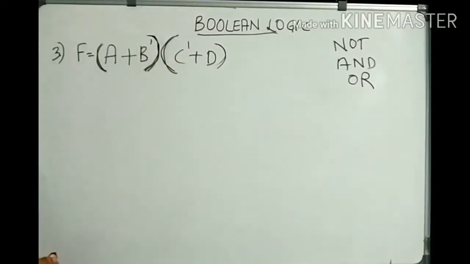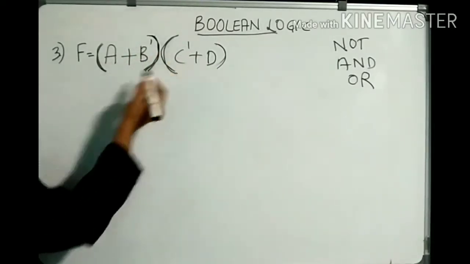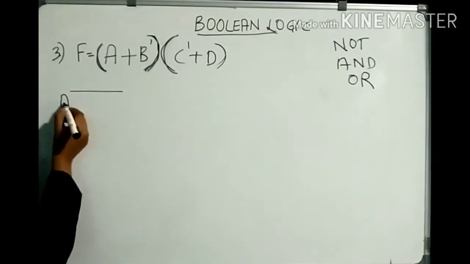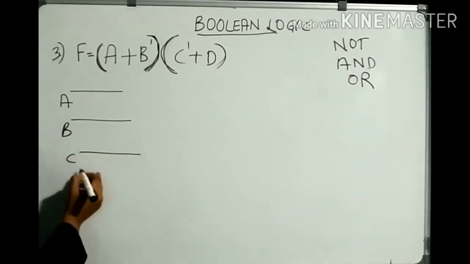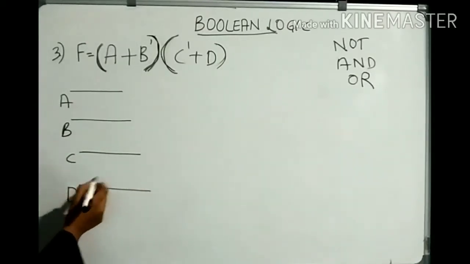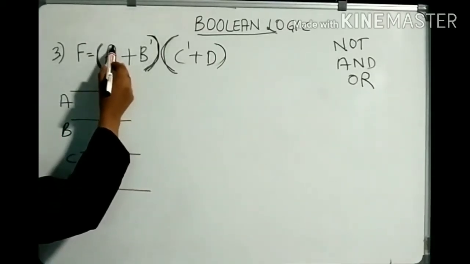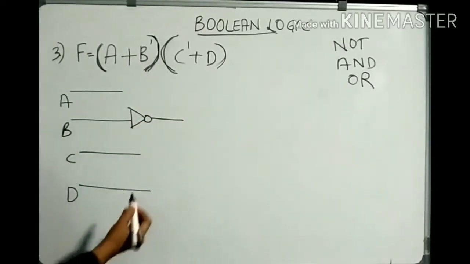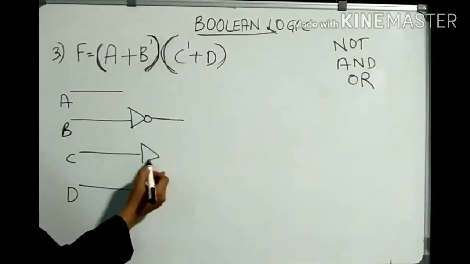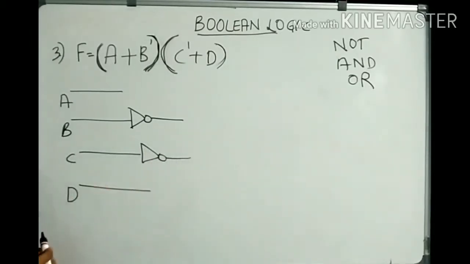So let us see how we are drawing this. There are four inputs, as you can see: A, then we have B, then C and D. For A there is no NOT, but for B there is NOT, so let us draw a NOT gate here. Then for C also there is a complement happening. So this is how we draw the initial things.